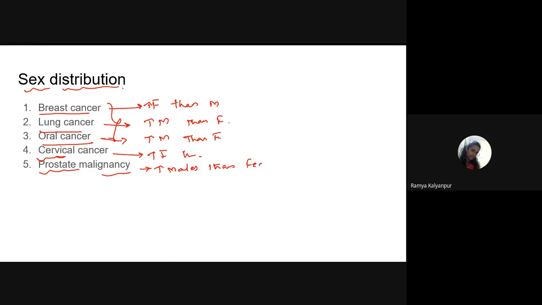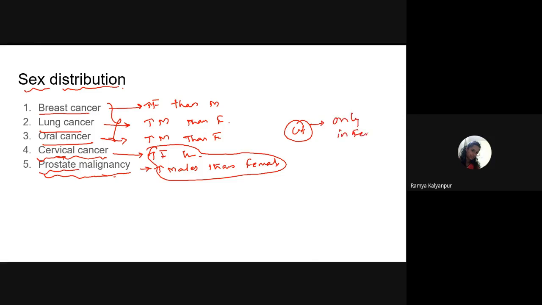Now, what I say is, this is wrong actually. You cannot say that cervical cancer is more in females or prostate cancer is more in males, because cervical cancer or uterus cancer involve anatomical organs which are present only in females. So, when we talk about sex distribution, we need to have a comparison, that anatomical organ or that particular problem should happen in both males and females. Then we need to do the comparison.